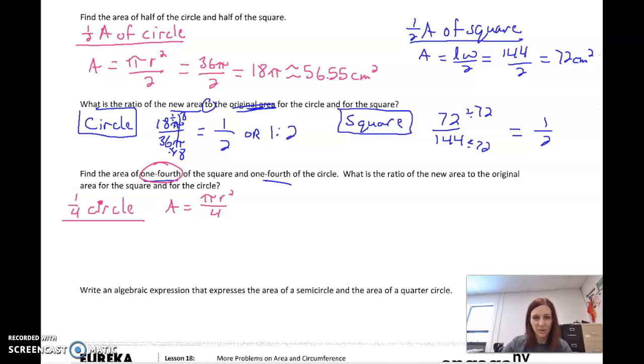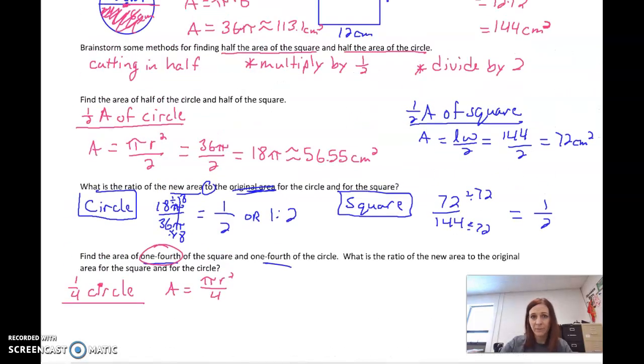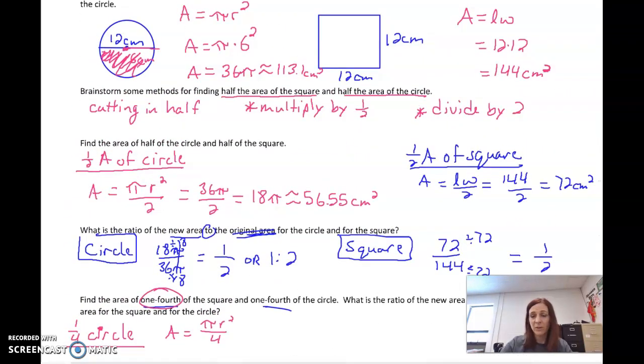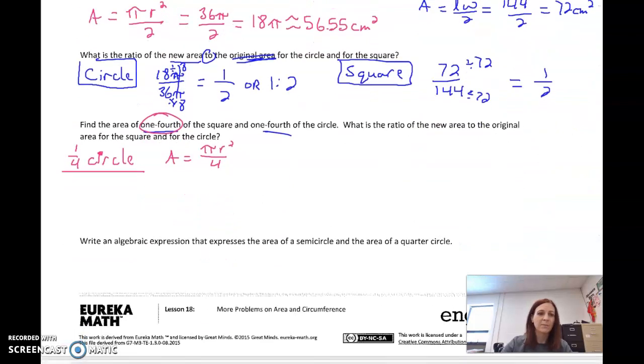If I come up here, remember our area of a circle was 36 pi. So if I take 36 times pi and divide it by 4, we basically get that it's approximately equal to 28.28. Again, we're still in square centimeters because it's area. We're still looking for area, okay?